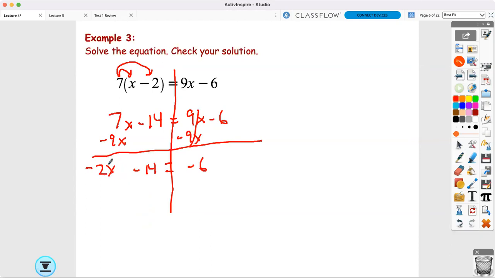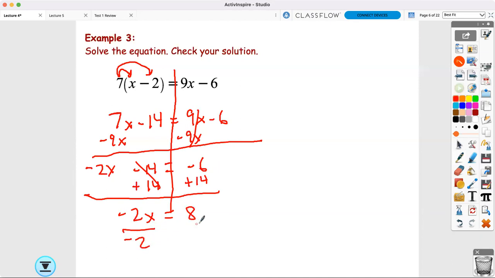So to manipulate the 2x to get by itself, I have to move the 14 first. So I'm gonna add 14 on both sides. So then I bring down the negative 2x equals, I owed the bank 6, but I put 14 in, so now I have $8 for myself. I divide by negative 2, so then I get x equals negative 4. And we're done.